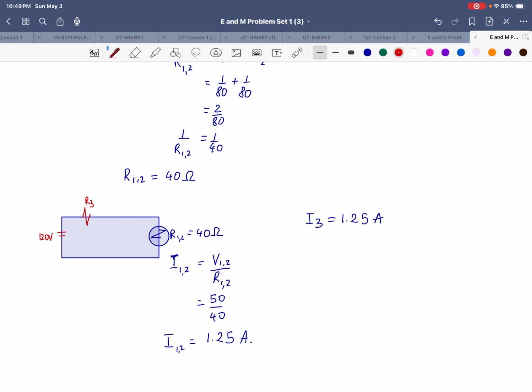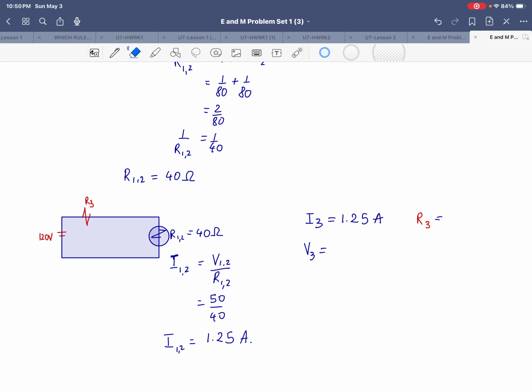Now we know we have to find the resistance R3, so we're not there yet. We need to find the potential difference V3. Now potential difference V3, remember, R3 is in series with R12, which means that the potential difference would be equal to the sum of the voltages in each of them, so in R3 and in R12.